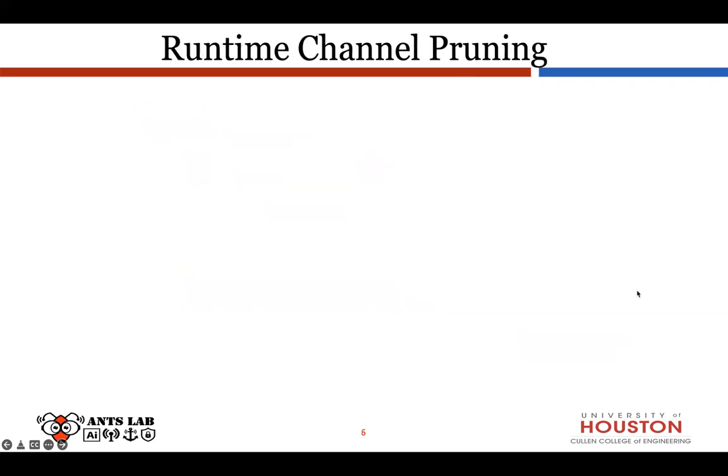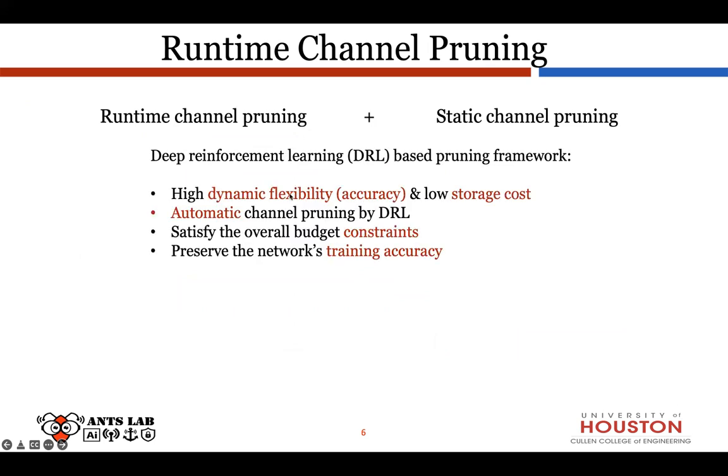And in this paper, they consider both the runtime channel pruning and the static channel pruning, and propose a deep reinforcement learning based pruning framework. And in their method, they can achieve high dynamic flexibility, which means they have higher accuracy. This is the advantage of the runtime channel pruning. And also they can reduce the storage cost. And it is the advantage of the static channel pruning scheme. And the channel pruning strategies can be automatically generated by the deep reinforcement learning agent.